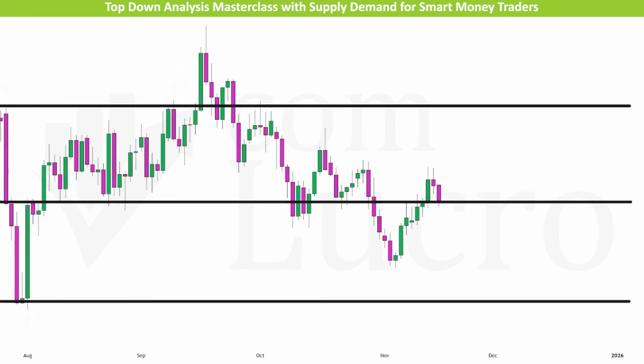After that, we mark the key daily market structure levels using a different color. This helps us clearly distinguish between weekly and daily zones when we zoom into lower time frames, since higher time frame levels carry more weight.